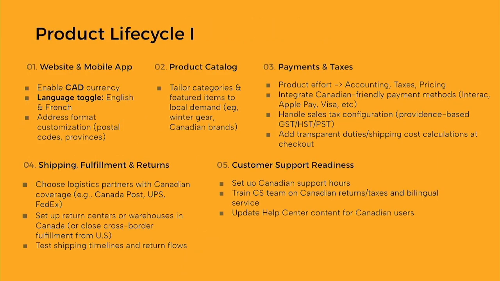Now, a lot of stuff in this slide, product lifecycle, right? This slide here goes into detail how, let's say, a product owner needs to think about what features are needed in an e-commerce store, right? So if we talk about the website and the mobile app, you need to make sure it supports Canadian currency. You need to make sure you have the right address formats, right? It's not a zip code like here in the US.